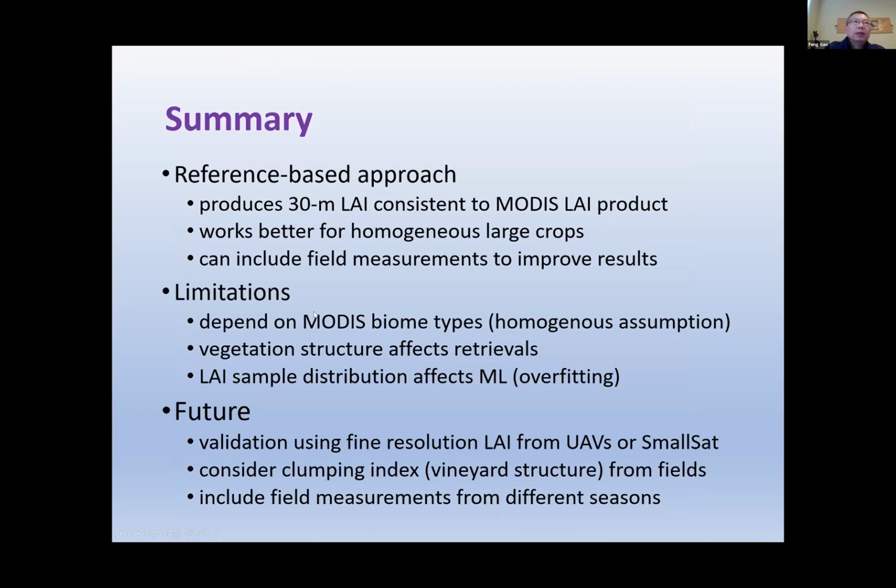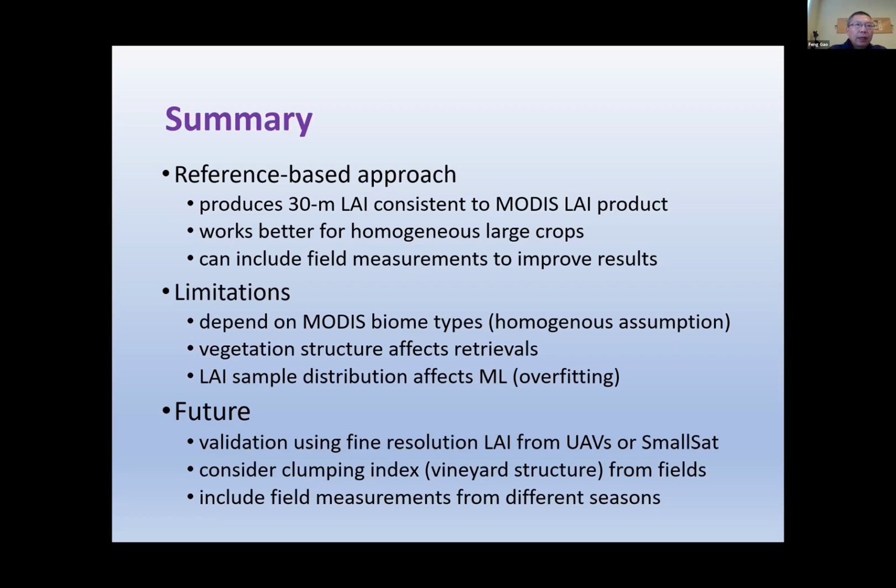So the limitations depend on the MODIS LAI product. The MODIS LAI uses 8 biome types, so they have a homogeneous assumption in the model. So it depends on the accuracy of the existing data product. And also vegetation structures we can see from different sites may affect the LAI retrieval.